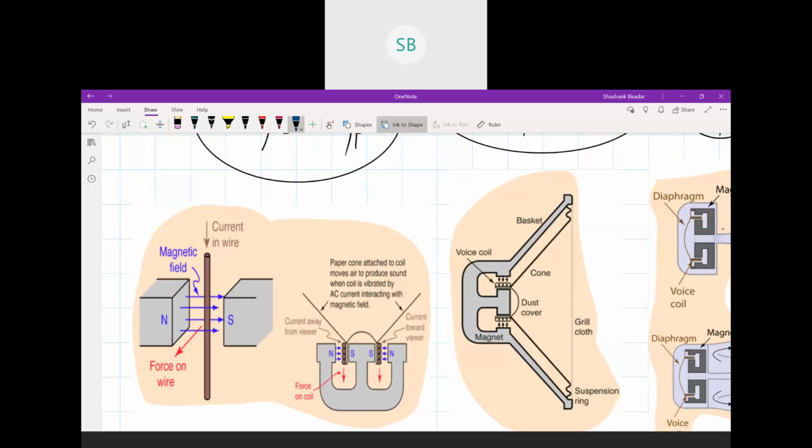The paper cone is having circular projections, because this increases the surface area of that particular diaphragm.